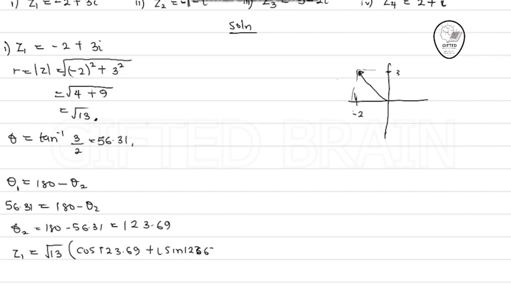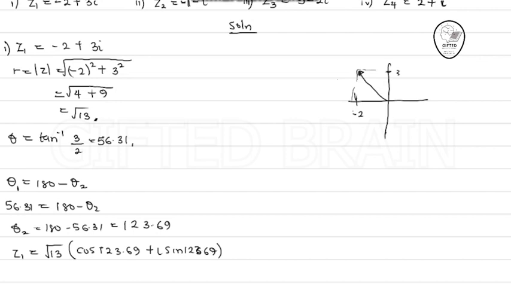123.69. And you can see that if you multiply root 13 by cos 123.69, you will have -2. And when you multiply root 13 by sine 123.69, you also have +3. But if you had used 56.31, when you multiply root 13 by cos 56.31, you would have 2, not -2. That's why it is important to convert to the second quadrant before representing the complex number.